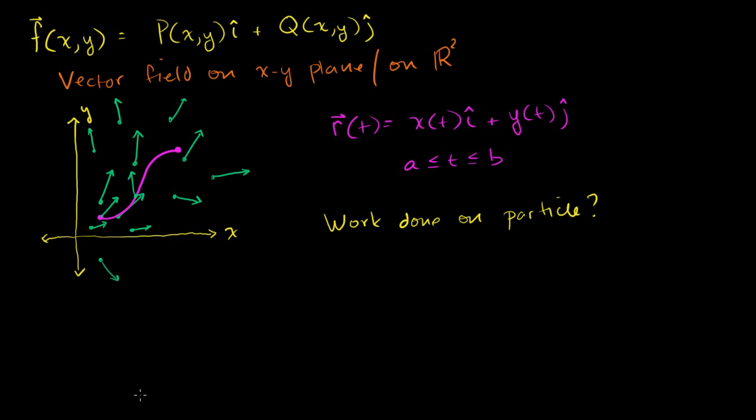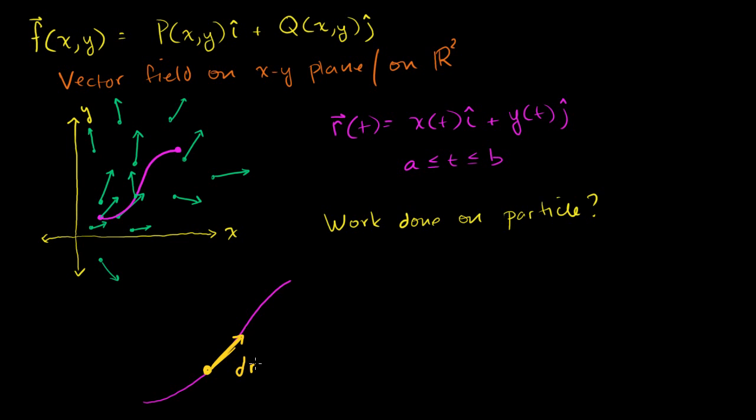Let's say I'm going to zoom in on only a little small snippet of our path. And let's just try to figure out what the work is done in a very small part of our path, because it's constantly changing. The field is changing directions. My object is changing direction. So let's say when I'm here, and let's say I move a small amount of my path.